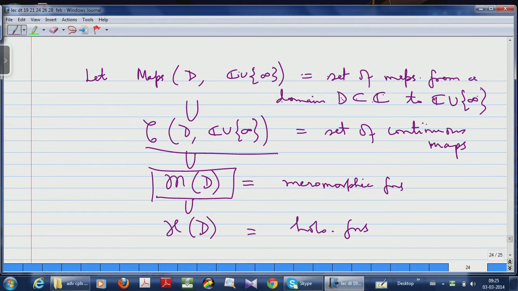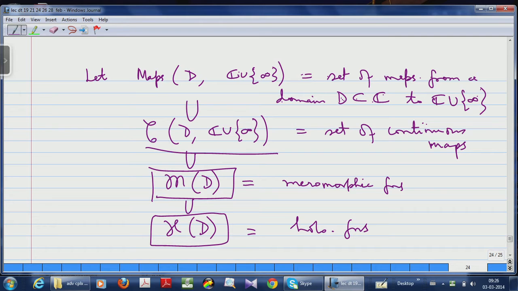Now comes a very important theorem. In this lemma, we have been only worrying about continuous maps. Now you can ask this question because if you look at the previous slide, I have given you these two subsets. There is one subset which is M of D, the meromorphic functions, and then there is this other subset which is H of D, the holomorphic functions. And then you can ask what will happen to the limit function if the given sequence of functions is in M of D or H of D.